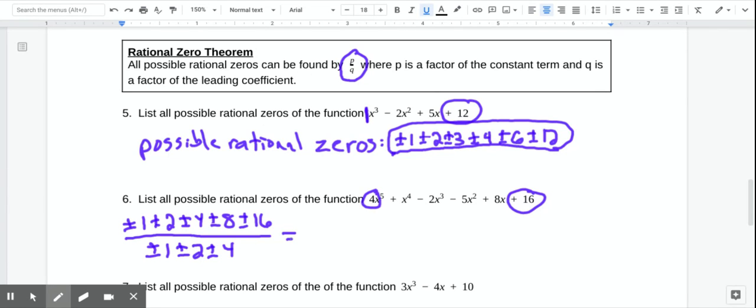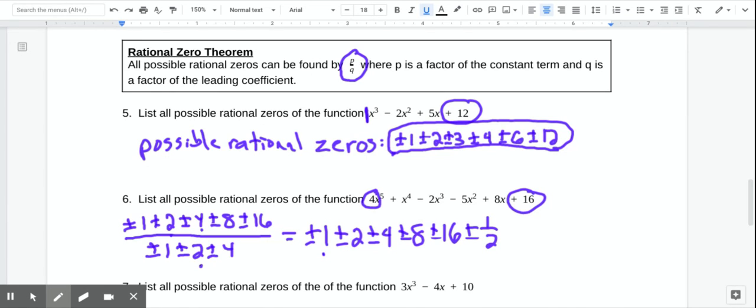So here's how this works. You take everything on top and divide it by plus or minus 1. Now, that's not going to change anything. So all 5 of those numbers on top, divided by 1, those don't change. So just 1, 2, 4, 8, and 16. Then we take all of the numbers on top and divide them by 2. So we take 1 divided by 2, which is 1/2. 2 divided by 2, which is 1. I already listed that, so don't list it again.